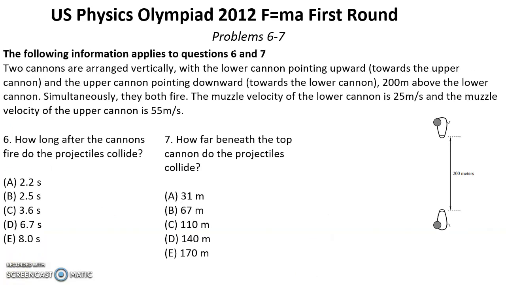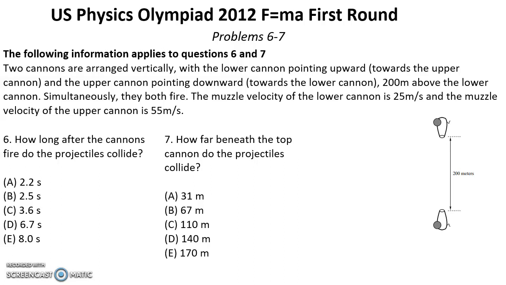Problems number 6 and 7. The following information applies to questions 6 and 7. Two cannons are arranged vertically, with the lower cannon pointing upward towards the upper cannon and the upper cannon pointing downward towards the lower cannon, 200 meters above the lower cannon.